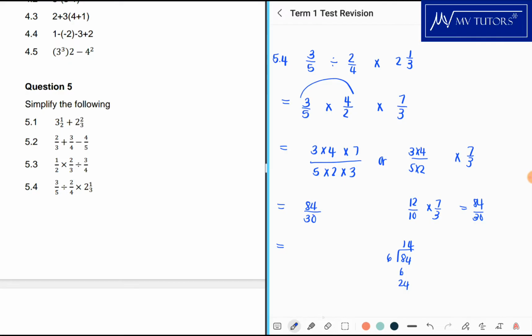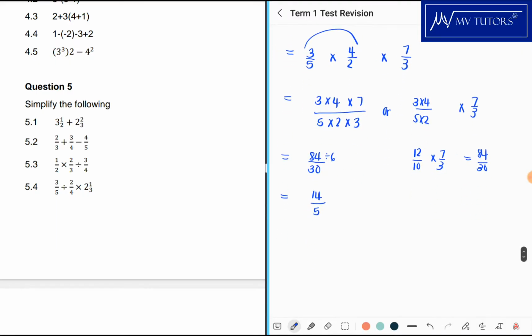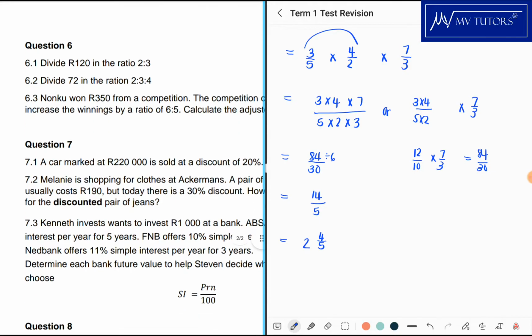So if we then, let me just erase that. If I say 84 divided by 6, that is 14. And if I say 30 divided by 6, that is 5. Okay, so I have an improper fraction there, 14 over 5. That is simplified. If they wanted a mixed fraction, I would have said how many times does 5 go into 14? It goes twice. And what does it leave? It leaves 4. So 2 and 4 over 5. Okay. And is that it? Yes, we are done with question 5. Now we get to question 6.